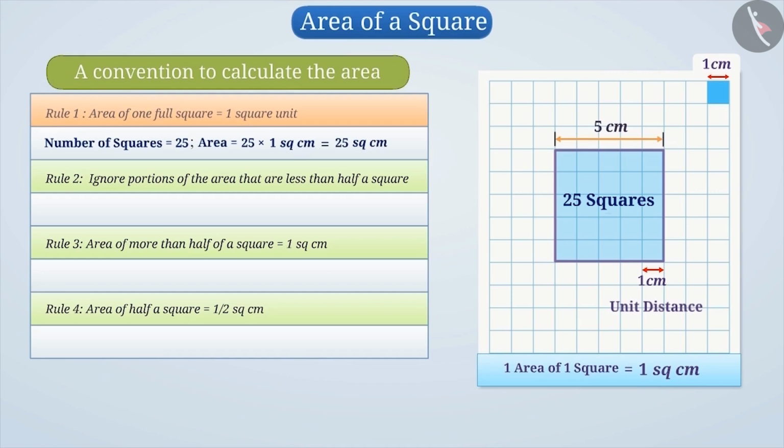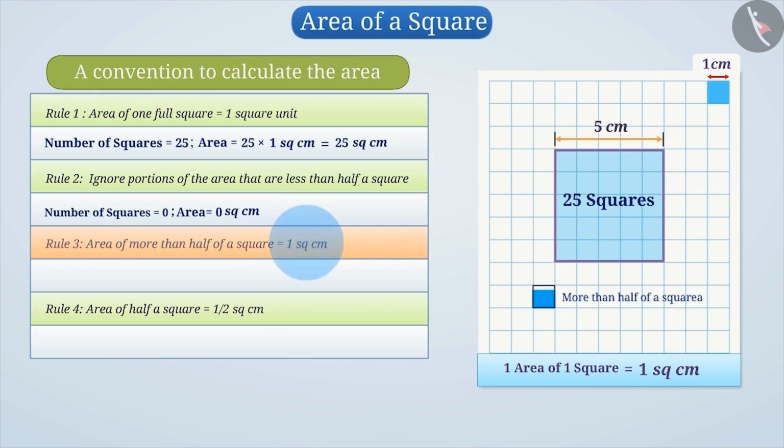Rule 2. Ignore portions of the area that are less than half a square. We notice that this figure does not have such squares. Rule 3. If more than half of a square is in a region, consider its area as 1 square centimeter. We don't see such squares here.